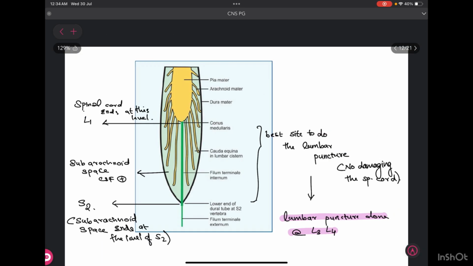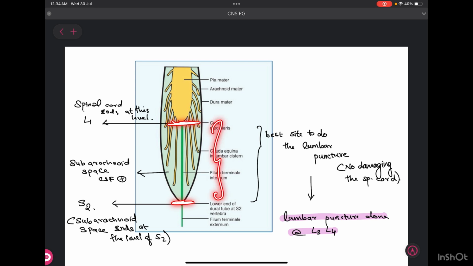Next. The spinal cord ends at the level of L1, right? And the subarachnoid space has CSF. That is also clear. And the subarachnoid space, that is arachnoid mater and dura mater, extends up to the level of S2. So the subarachnoid space ends at the level of S2. This will be the best site, because here the spinal cord is not present. The spinal cord ends here, and the subarachnoid space ends here.